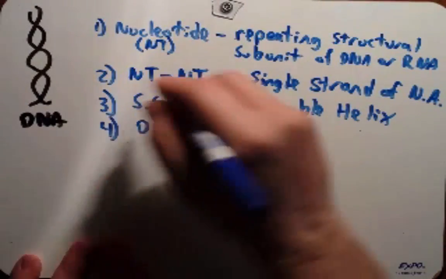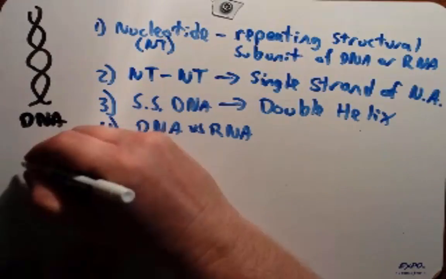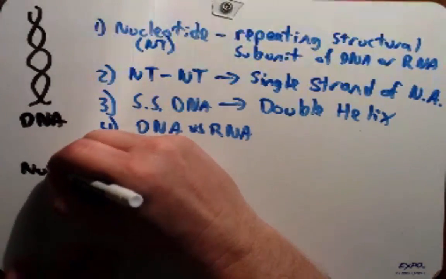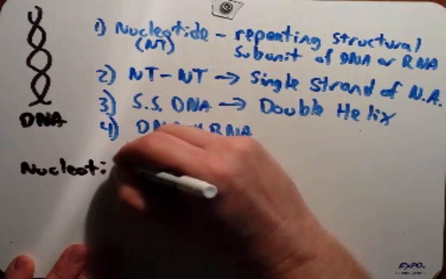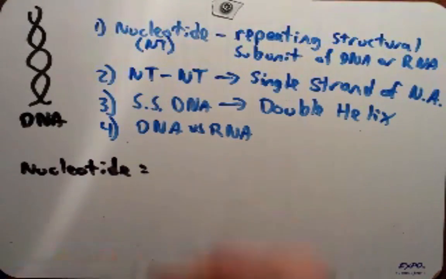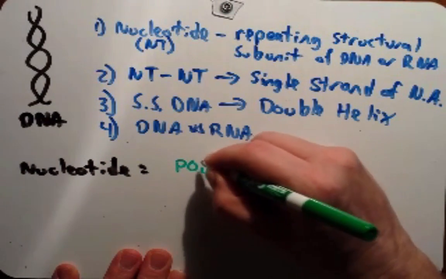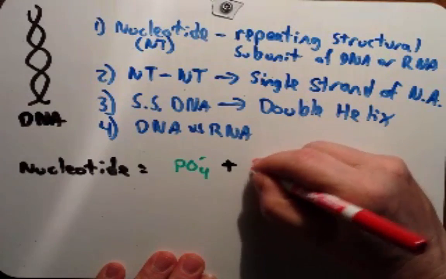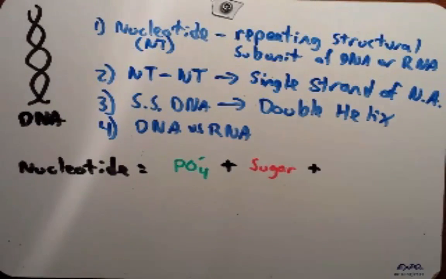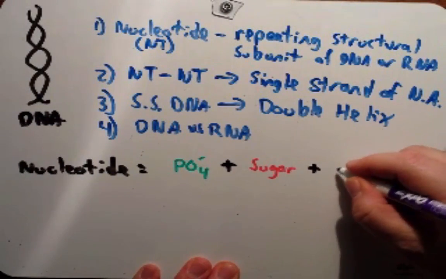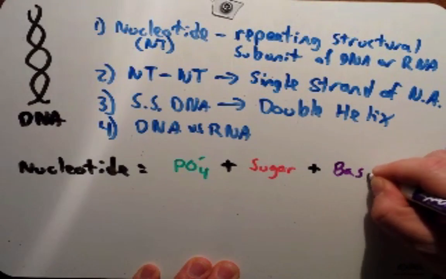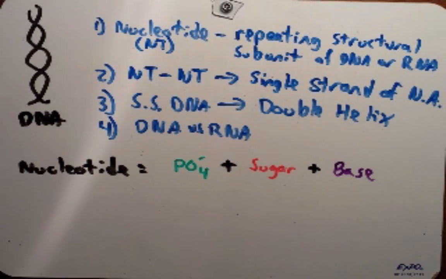So let's begin with talking about the nucleotide. The nucleotide is made up of three structural parts. The first is a phosphate group. The next is a sugar. And the last is a base. Now if this nucleotide is going to make RNA or DNA, the phosphate's always going to remain the same. It doesn't change between the two different types of nucleic acids. However, the sugar does change.